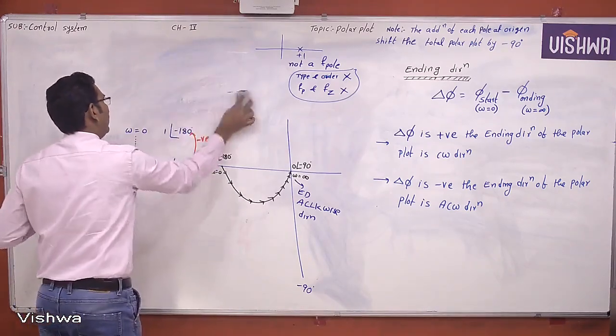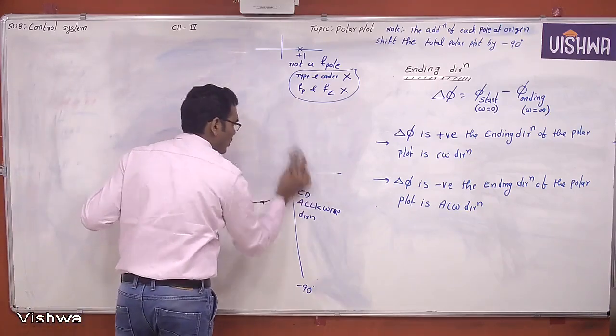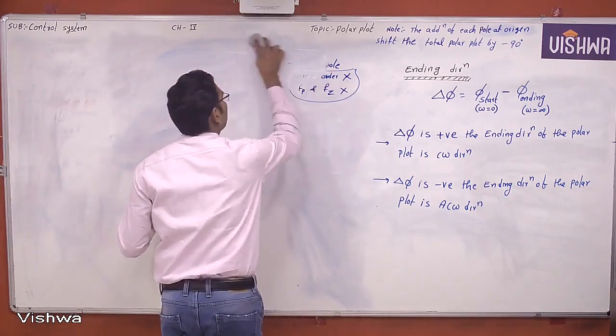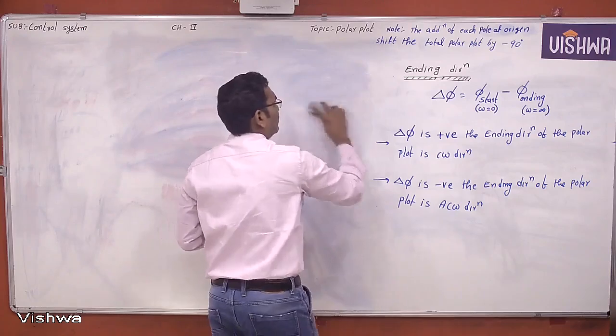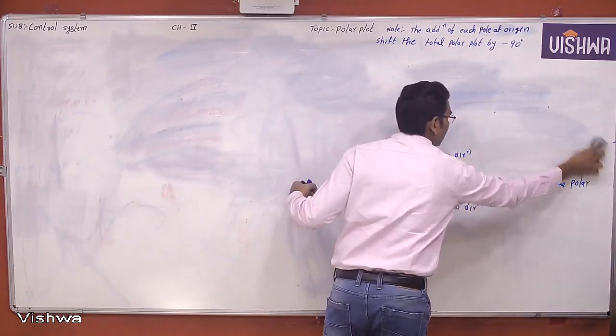So while you are drawing the polar plot, remember all the shortcut methods which are useful to you. But which shortcut method is applied? For this problem, can we apply the shortcut method or not? You can cross check.